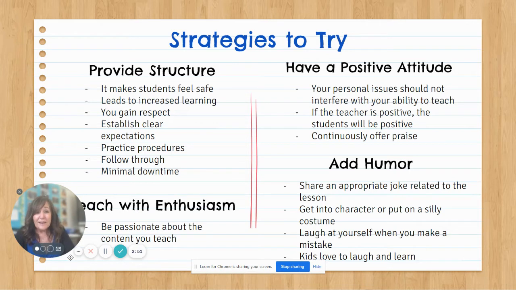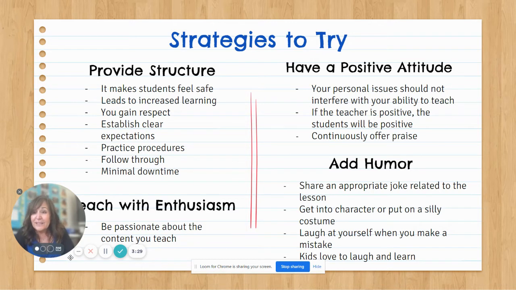Have a positive attitude. Everyone has terrible days, including teachers, and everyone goes through personal trials that can be difficult to handle. But it's essential that your personal issues do not interfere with your ability to teach. Teachers should approach their class each day with a positive attitude. If the teacher's positive, the students will generally be positive too. No one likes to be around someone that's always negative. Students in time will resent a teacher who's always negative. However, they will run through a wall for a teacher who's positive and continuously offering praise.